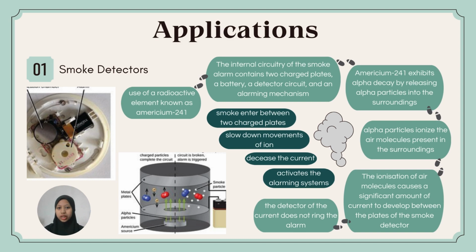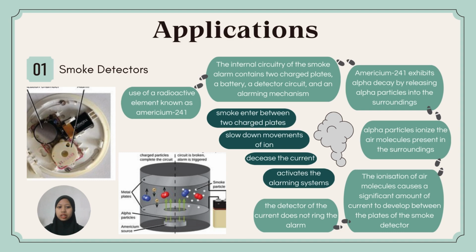The americium-241 is placed in the middle and exhibits alpha decay by releasing alpha particles into the surroundings. The alpha particles released will ionize the air molecules present in the surroundings. The ionization of air molecules causes a significant amount of current to develop between the two plates of the smoke detector. The magnitude of the current is quite high, therefore the current detector does not ring the alarm.